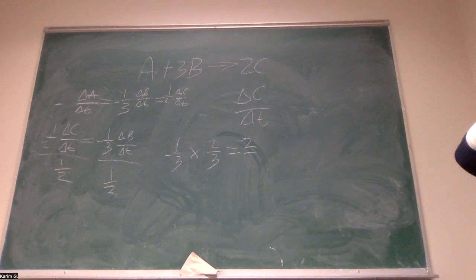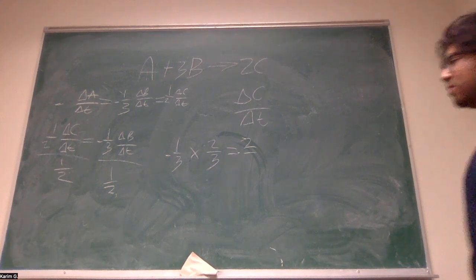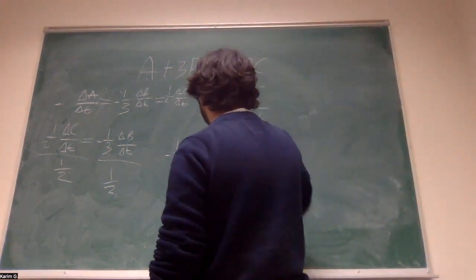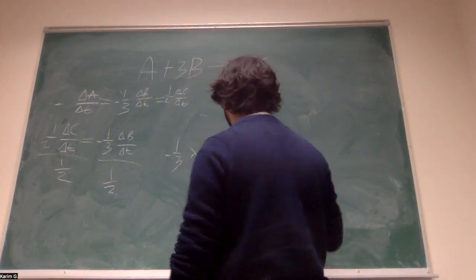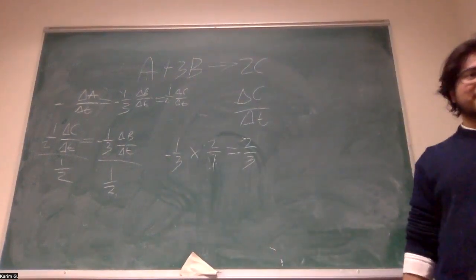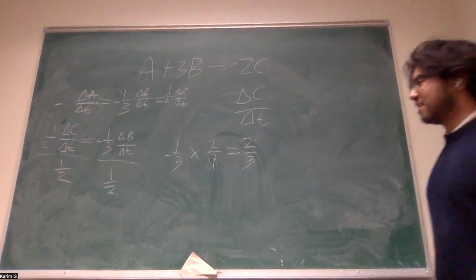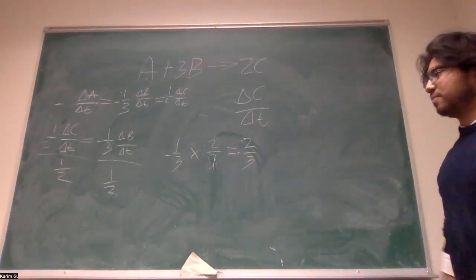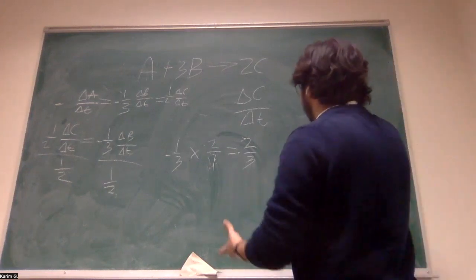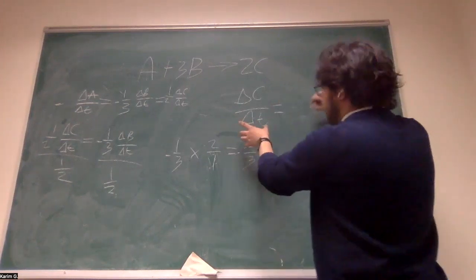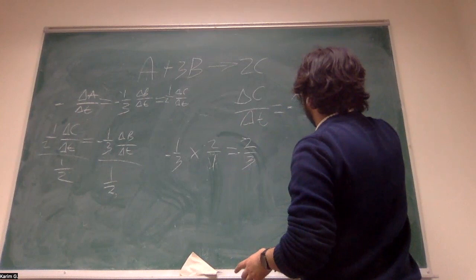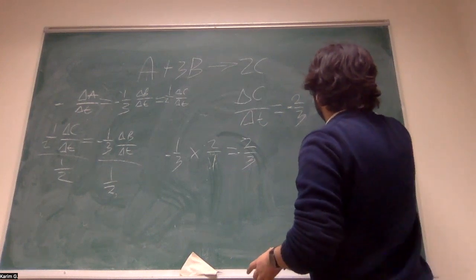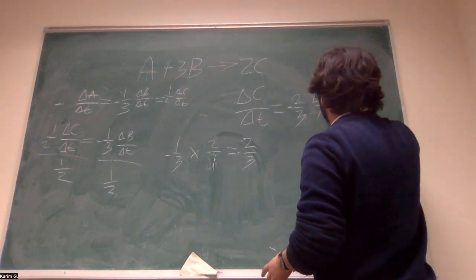Oh no, it's not 3, it's 1. Why didn't you guys say anything? Negative 2/3, and that's in terms of B. So we conclude that delta C over delta T is equal to negative 2/3 delta B over delta T.